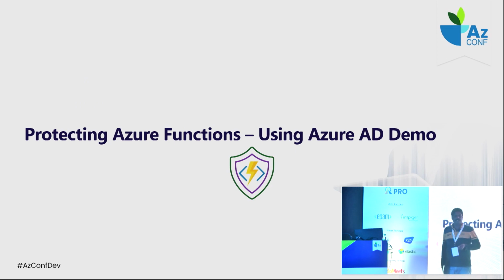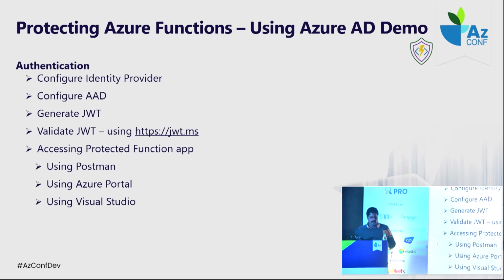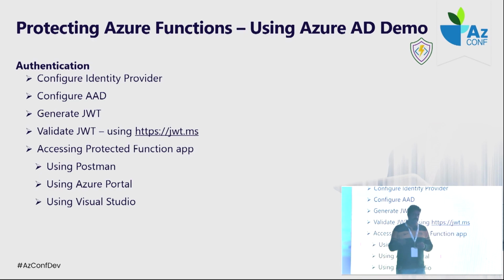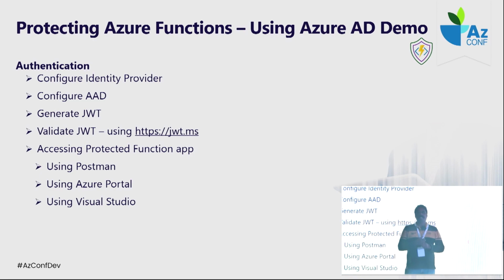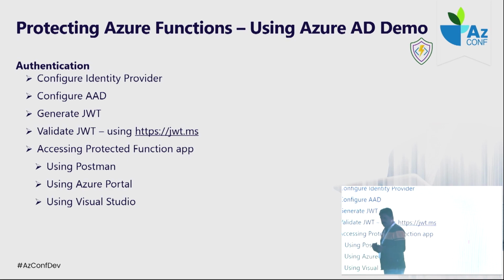Okay. So let's get into the demo. In the demo, what we are going to see is, I have already created an Azure Function. We will turn on the identity provider and create Azure AD authentication. We will validate it, and there is a website called JWT.ms, where we will do a quick view of the JSON Web Token as well. Then we will create the JWT token by using Postman as well as the Azure portal. Then we will test our application also.